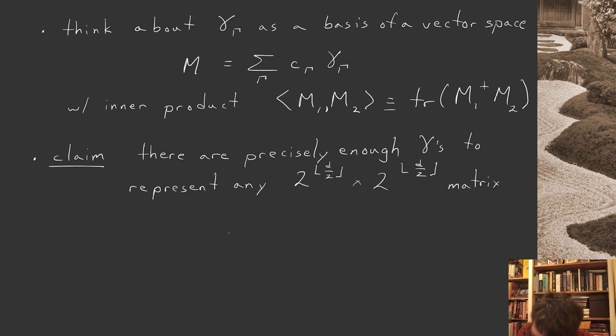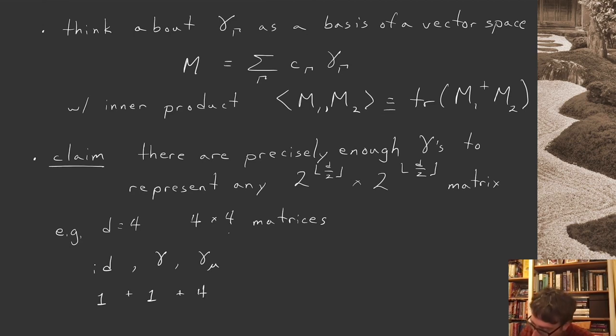Let's talk about, for example, D equals 4. In 4 dimensions, we have 4 by 4 matrices. The Dirac representation is 4 dimensional. And again, that's not because spacetime is 4 dimensional. So what matrices do we have? Well, we have the identity. There's one of those. We have a gamma 5 matrix. There's one of those. We have a gamma mu matrix. There's D of those. Actually, there's 4 of those since I'm in 4 dimensions. How about gamma mu times gamma 5? Well, again, I've got 4 of those.